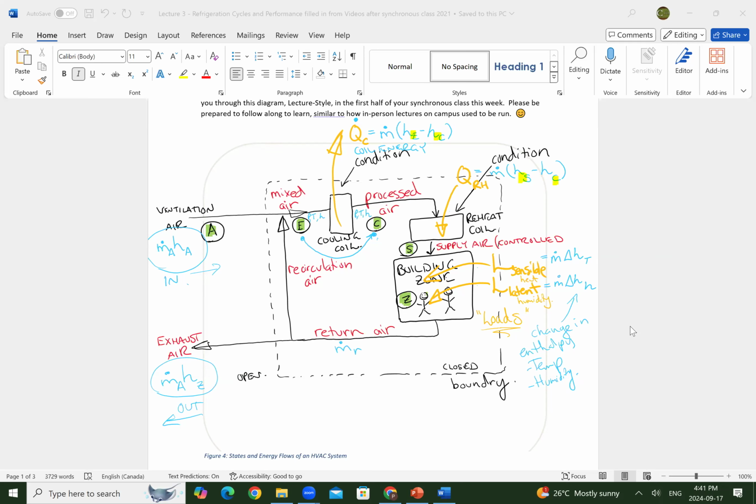Now, in order to make a nice building zone for these wonderful people, we have to first make sure that it's a fresh zone. So that's where we get ventilated air in.